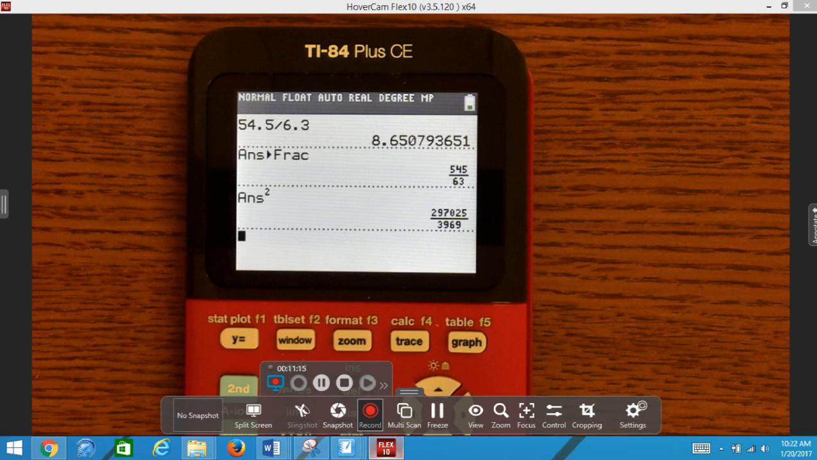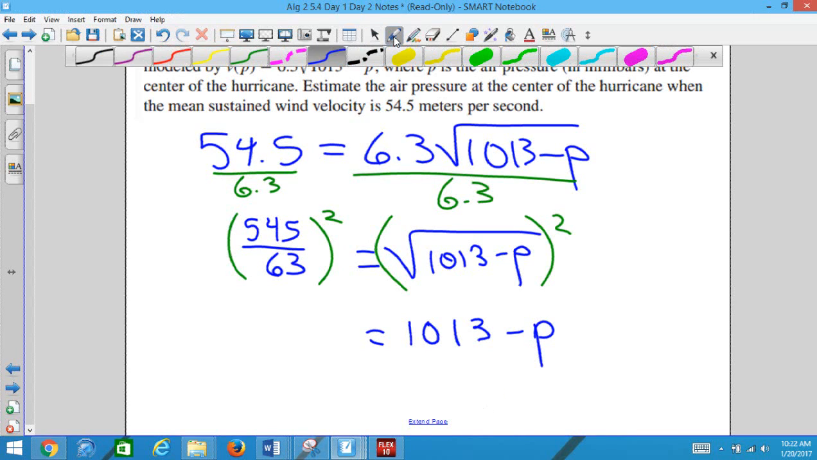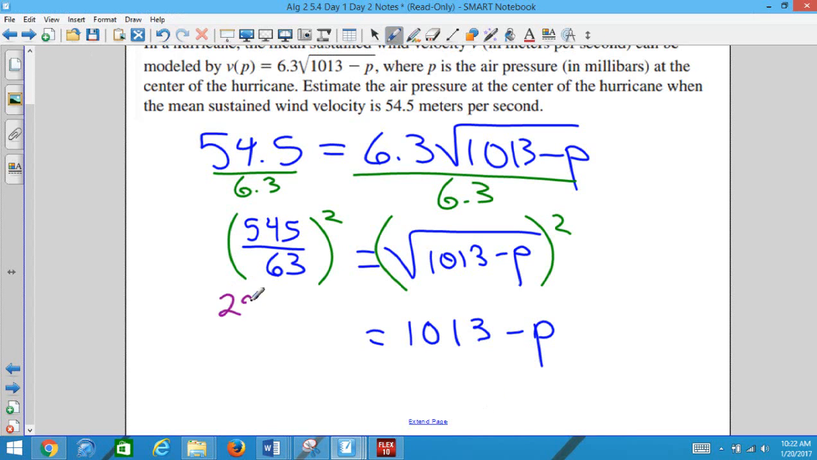If it doesn't give you a fraction answer, then do math, enter, enter again. Do not use a rounded answer. Do not write it as a decimal and round it yet. We got 297025 over 3969.